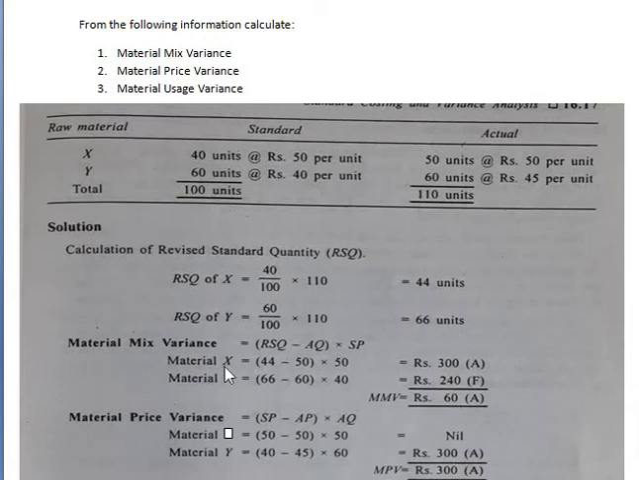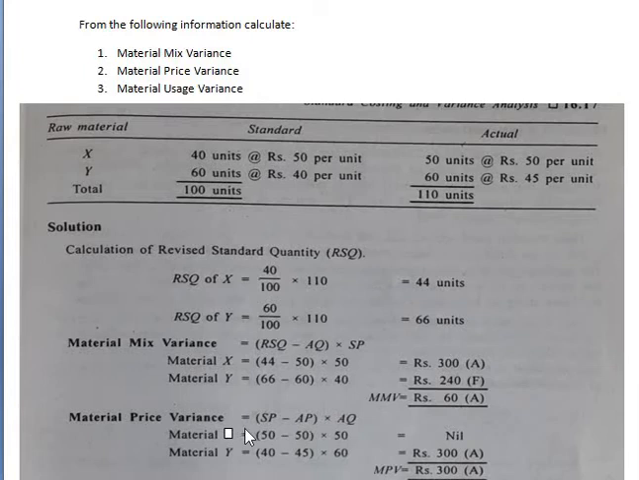The material mix variance for X will be 44 revised standard quantity minus the actual quantity 50 units, then into the standard price of rupees 50 per unit. After calculating, we get here 300 adverse since it is a minus sign. Now if you look at material Y, the revised standard quantity is 66, the actual quantity is 60, and the standard price is rupees 40. After calculating, you'll get rupees 240 favorable since it is a plus sign. So in total, the material mix variance will be 60 adverse since the minus sign is greater than the plus sign.